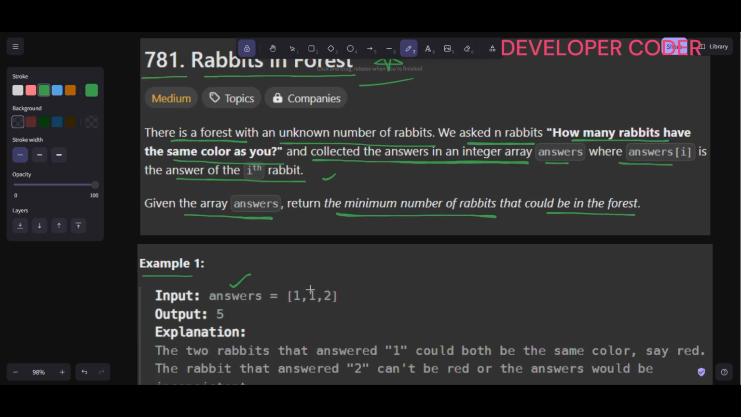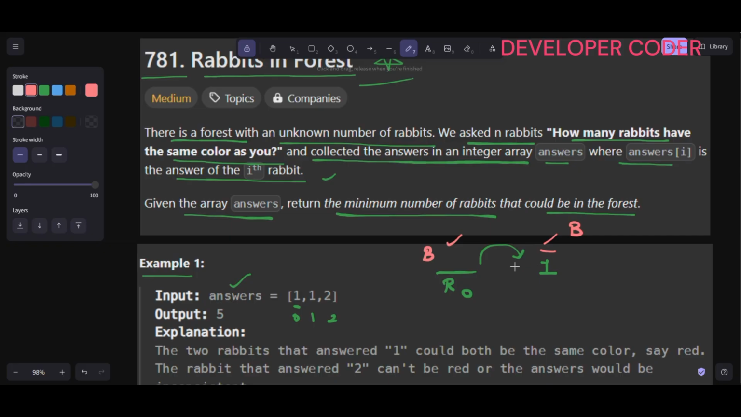Here, see, this rabbit is saying that there is one more rabbit which is having the same color as him. So this rabbit, the rabbit at index 0, is saying that there is one more rabbit who is having the same color as him. That simply means that if this rabbit has a color, let's suppose blue, then this one will also have color blue, right? This is the meaning of this one.